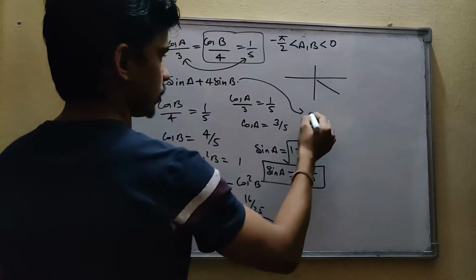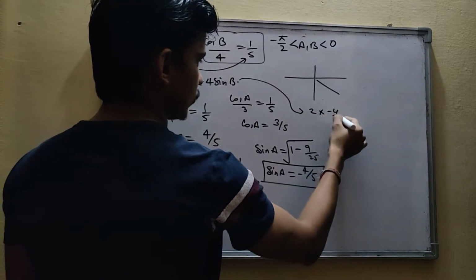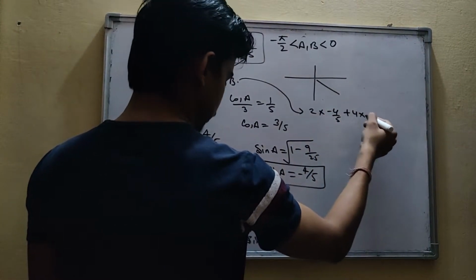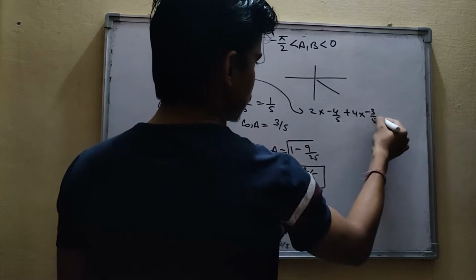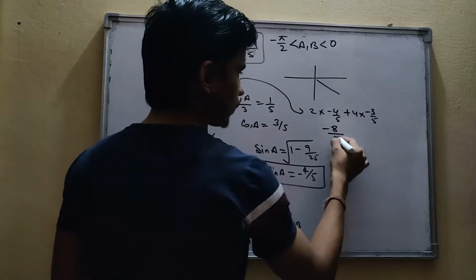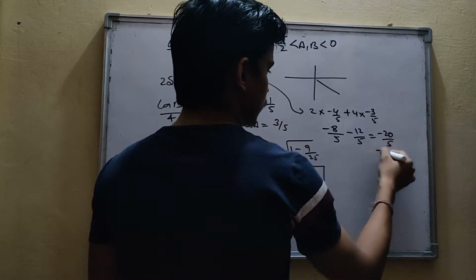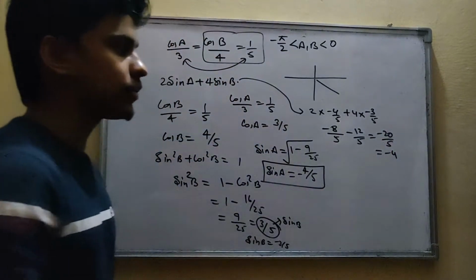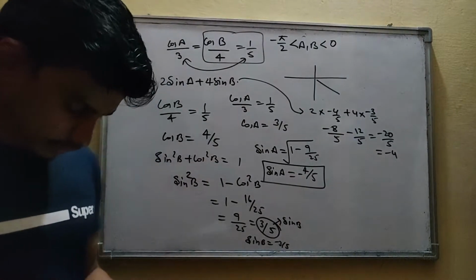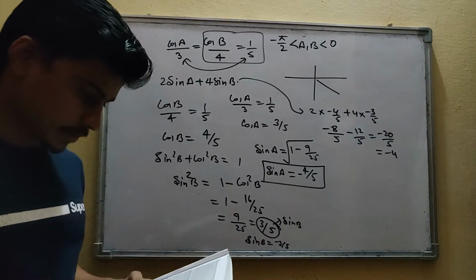If I substitute it over here, 2 sin A is 2 times minus 4 upon 5, plus 4 into sin B. And what is sin B? Minus 3 upon 5. So just minus 8 by 5 and minus 12 by 5. If you add, minus 20 by 5. So the answer is minus 4. So this is how you can do this. This is a very good question, isn't it?